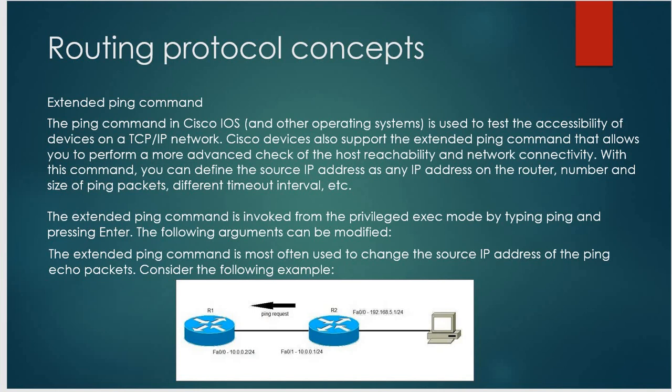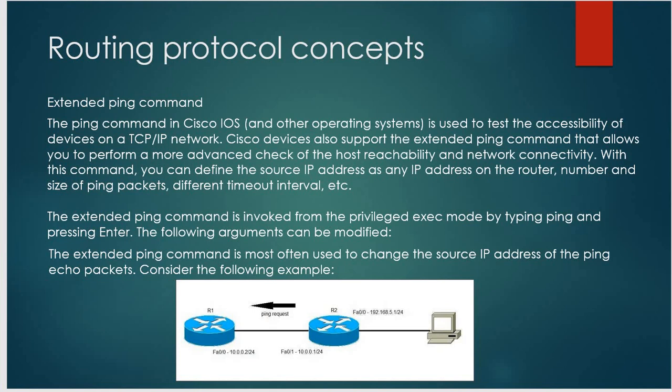We can do it in the advanced ping command. With this command, you can define the source IP address or any IP address of the router, the number and size of the ping packets, different timeout intervals, etc. So we can edit different types of features: the source IP address and the IP address of the routers, the number of ping packets, how many pings are needed from the source to the destinations, and different types of timeout interval, etc.